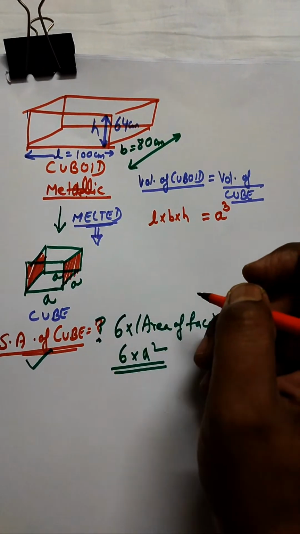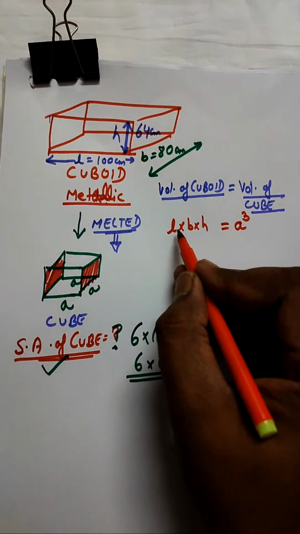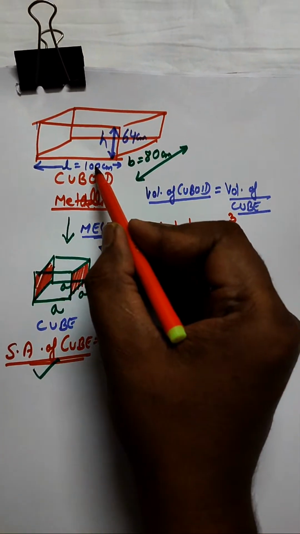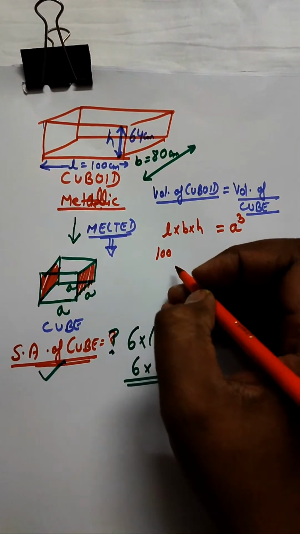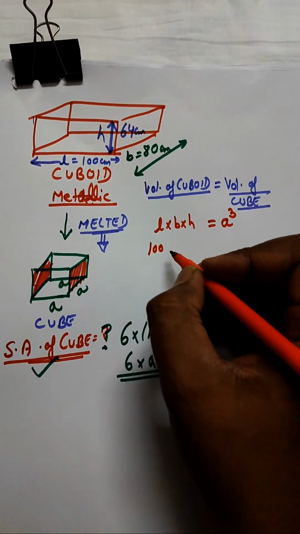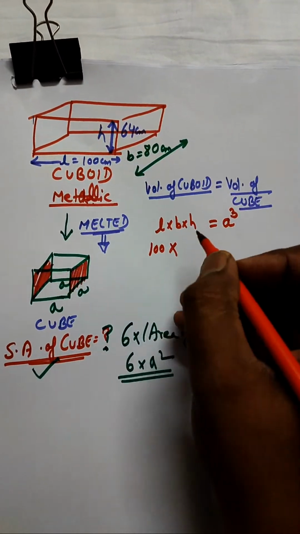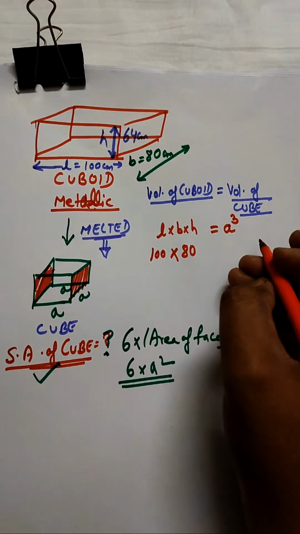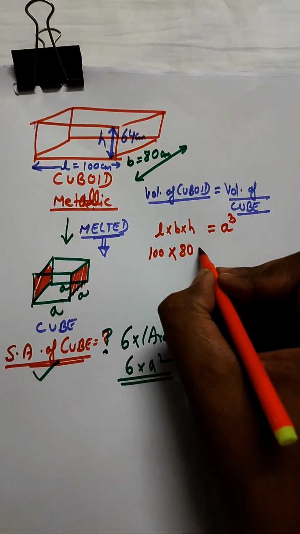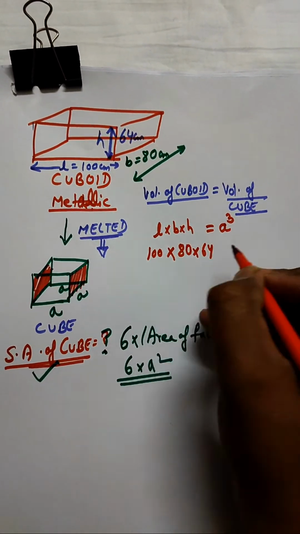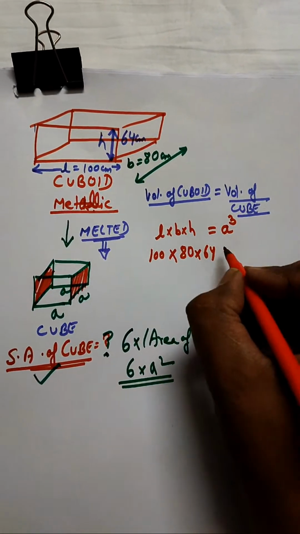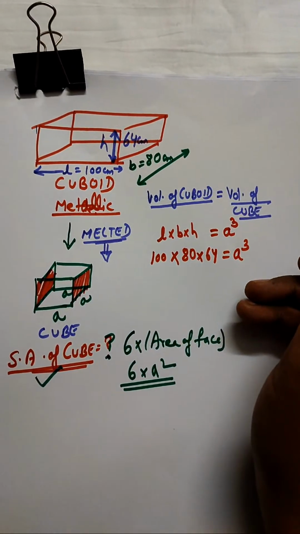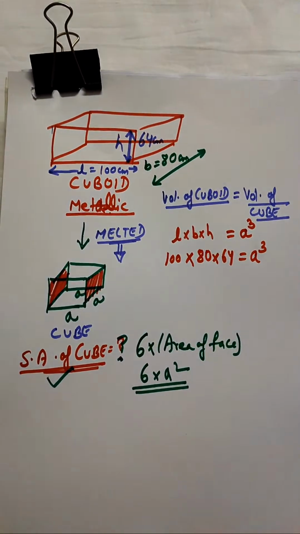So what are we waiting for? Just solve it. Putting the value of L as 100 from here. I am not writing the units over here because definitely it's a centimeter. Into B. What is the value of B? It's 80. And what is the value of H? Value of H is 64. So this is equal to A cube.